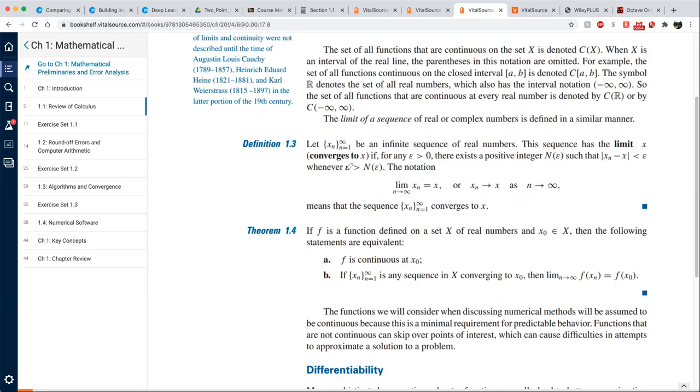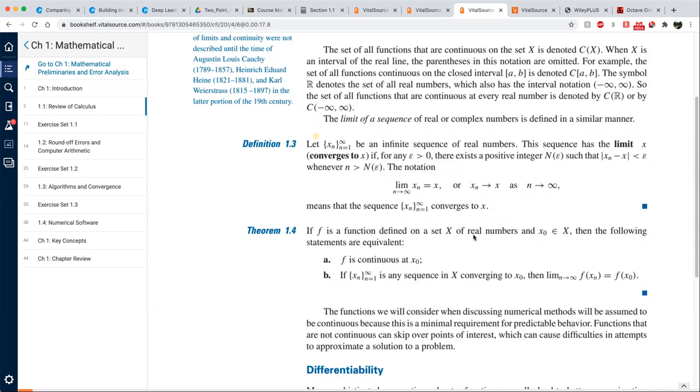And this holds whenever n is greater than N of epsilon, that is, whenever n is greater than the positive integer N depending on epsilon. So whenever n is greater than N of epsilon, x_n is close to the limit.